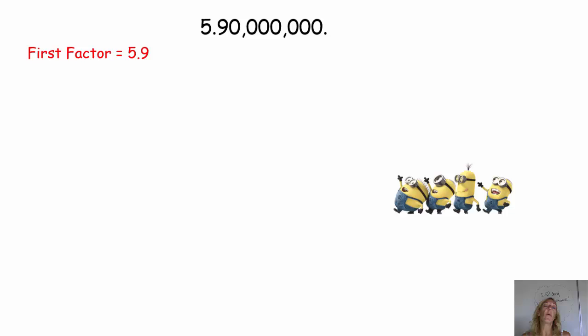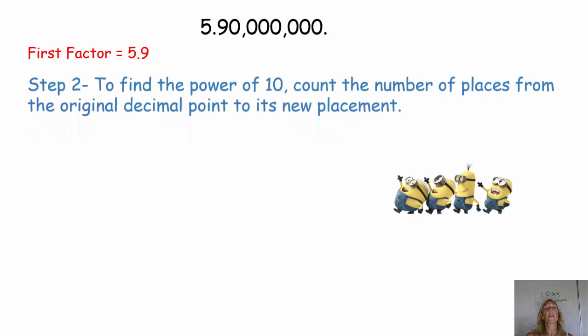Now we're going to take a look at what that will look like when we write the actual exponent after it. We have our first factor written here as 5.9. We have our original number with our 2 decimal points. Now remember, whenever we're rewriting numbers, we can never rewrite them with 2 decimal points. But in this situation, I have to show you that, so you can see how that decimal point moves. So now we're going to step 2. You're going to find the power of 10, and by doing this, you're going to count the number of places from the original decimal point to its new placement.